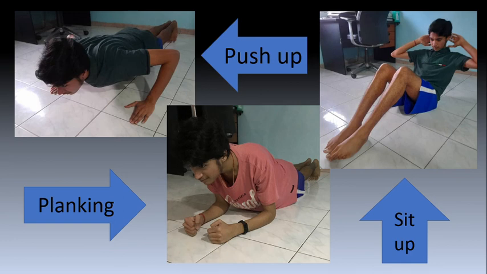Well, at last, these are the screenshots I've gotten during my exercises. For example, in the top left corner I've done push-ups, the top right corner is the sit-up exercise, and at last is the planking exercise. So that's all for my daily activity log.